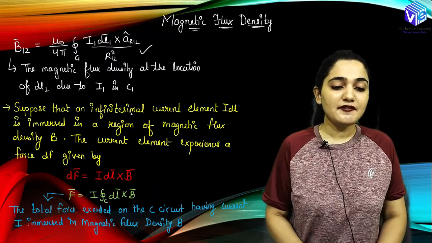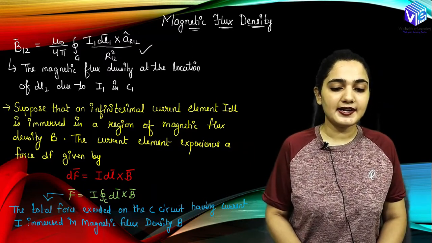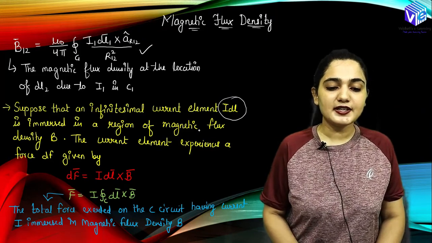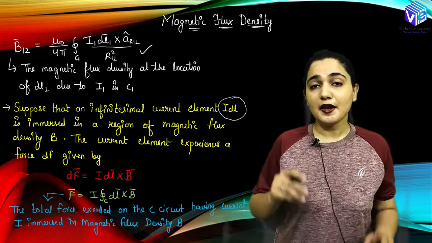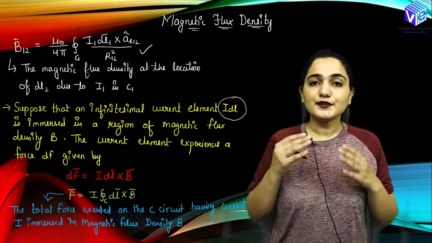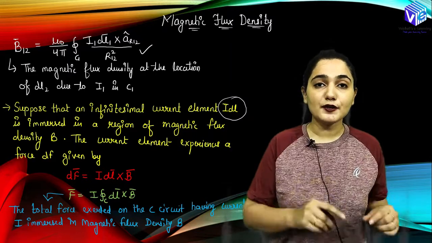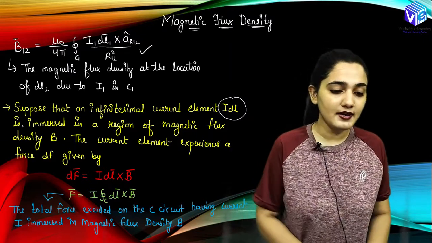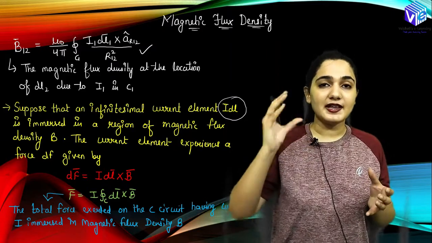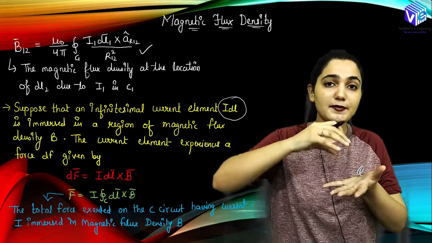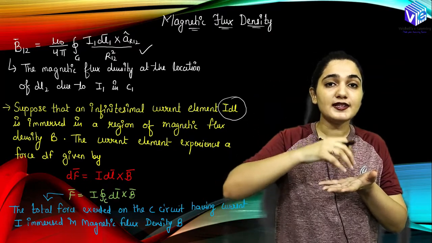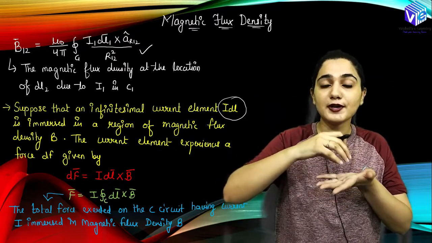Now if I have an infinitesimal current element I dl, and it is immersed in a region of magnetic flux density, why am I taking the infinitesimal current element here? So that this current element is not going to influence the field density B, right? If I have a very high current and I immerse it in the field B, then it is going to influence the field that I have to compute as well.